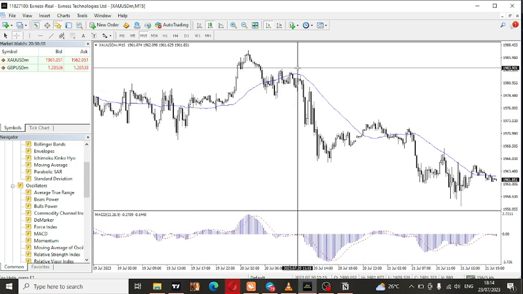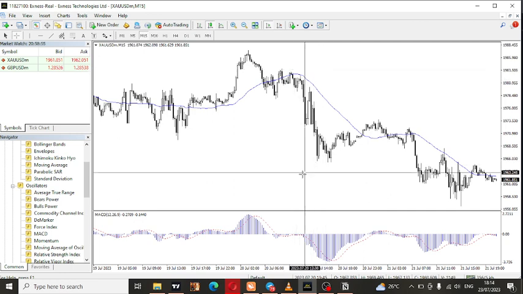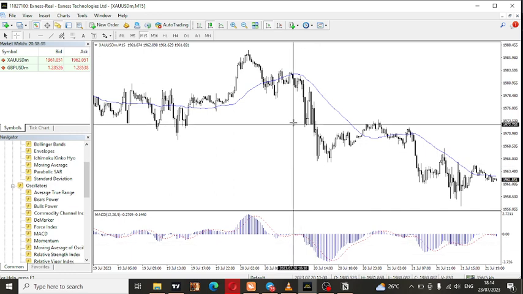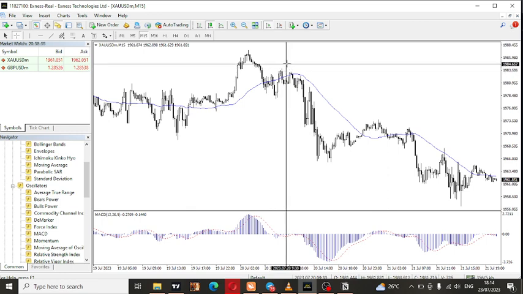At this point, when there's a crossover like this, the next thing you also want to do is check the MACD level. Is the MACD level below the zero level? If it's below the zero level, you can place a sell order and put your stop loss on top of the moving average.